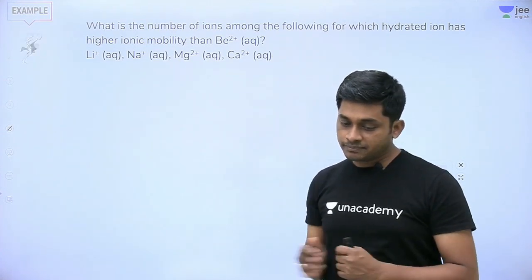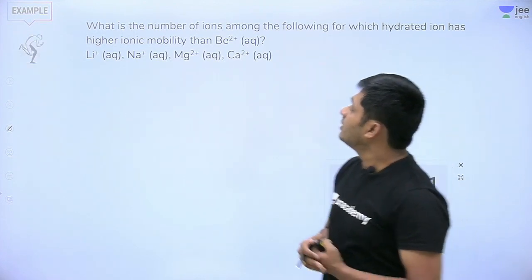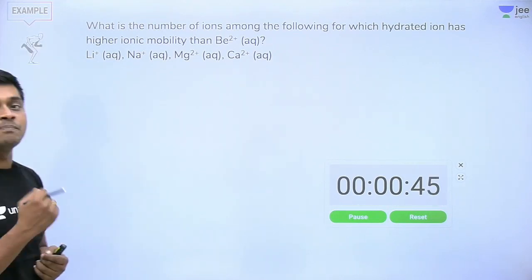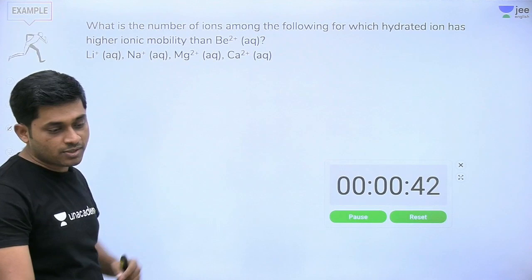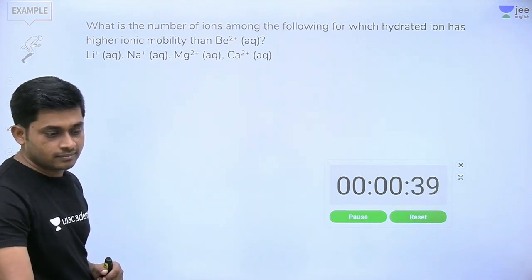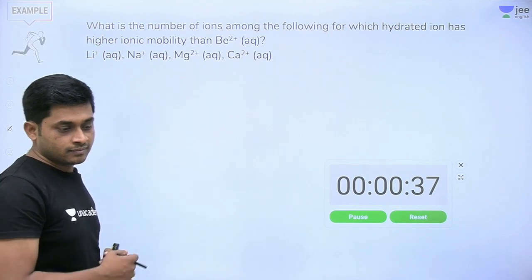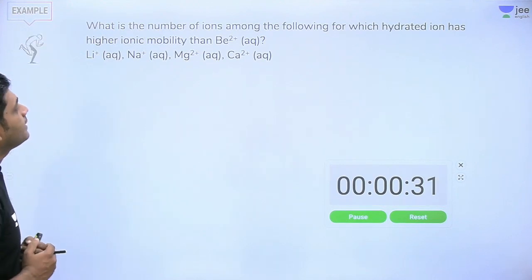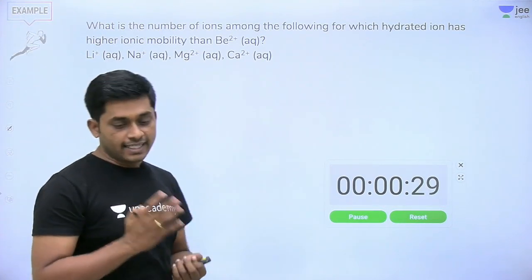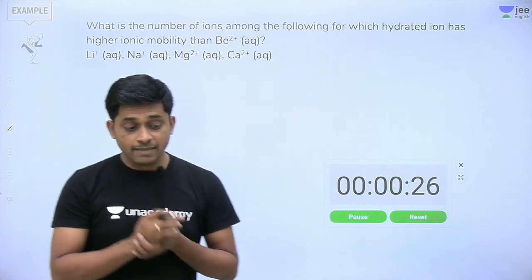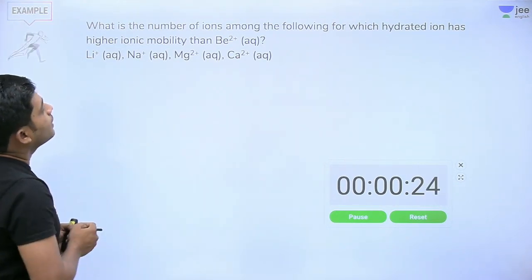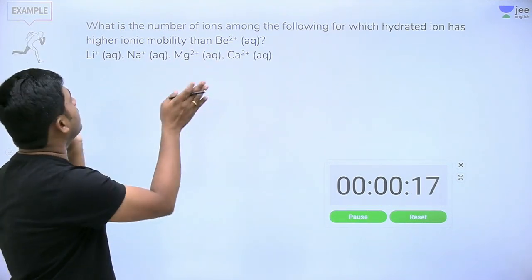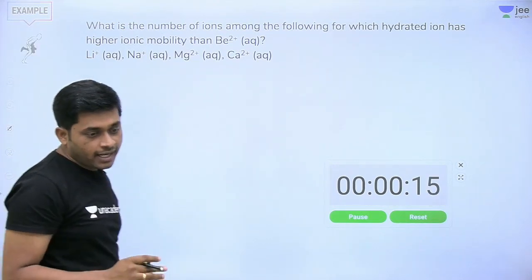It's an easy question only. How many have higher ionic mobility, the ionic speed, compared to beryllium plus 2 ion? Yes, what is the correct answer for this? I need the number. It is integer type. Integer type question. How many hydrated ions have higher ionic mobility, ionic speed?